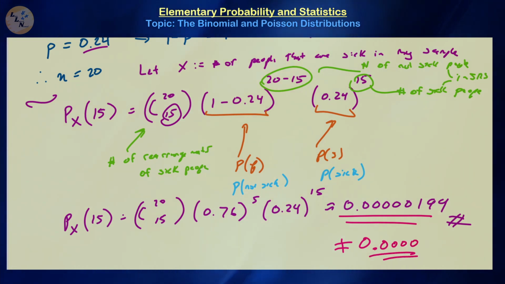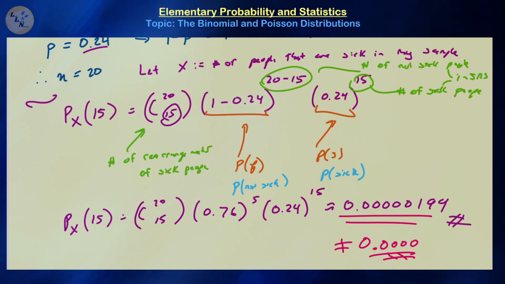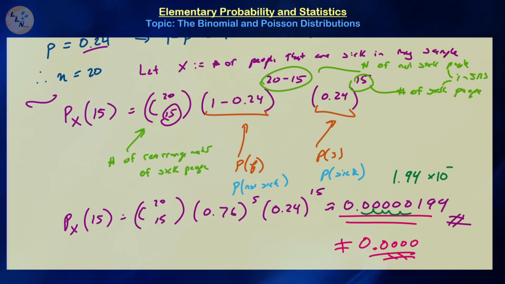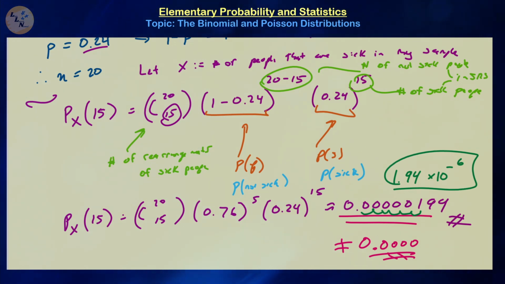Even just writing this implies that there may be non-zero digits after it, but do not just write 0 if your number is small. You may even want to use scientific notation. For example, this is 1.94 times 10 to the negative 6. Right? So that would be an equivalent way of writing this answer in case you don't want to imply that this particular event that we're talking about is impossible.